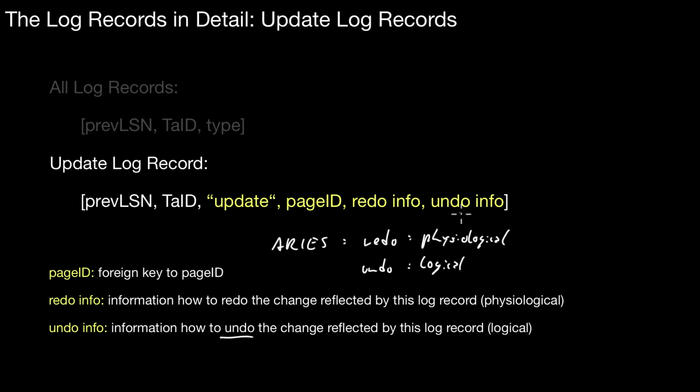In the following examples I will assume, however, that everything is physiological, because that makes things a little easier. However, ARIES can be used to be fully logical on undo as well, and that has some advantages, especially when handling concurrency in index structures. So you might be wondering, why do you need logical undo? A logical undo is really useful for concurrency in index structures, especially B-trees.